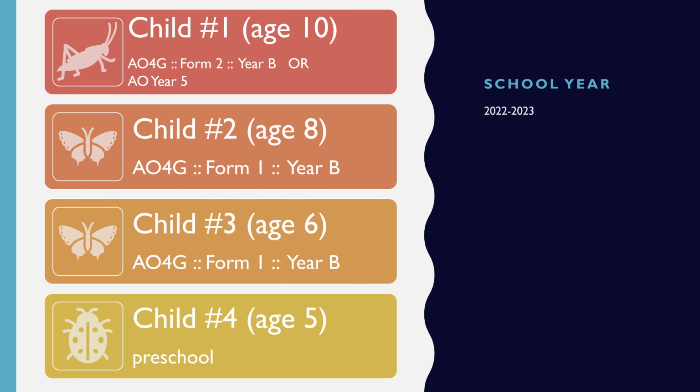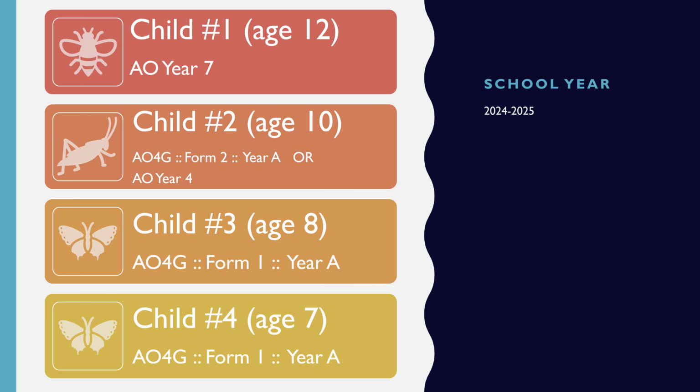Let's go another year. All right. Child number 1 is in Form 2 Year B or AO Year 5. Child number 2 is in Form 1 Year B, and child number 3 is jumping into Form 1 at Year B. Child number 4 still gets to play all day. The next year, everybody's now school age, right? Notice our bottom 3 students. Here they are. They are all what? Combined, right? They're all doing Form 1 Year C. And then we've got child number 1, age 11, doing either Form 2 Year C or AO Year 6.